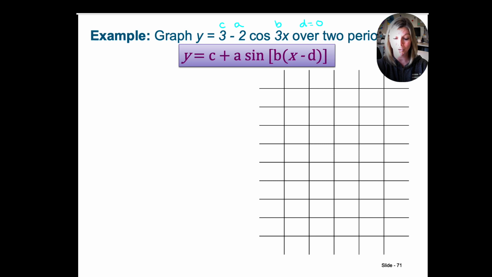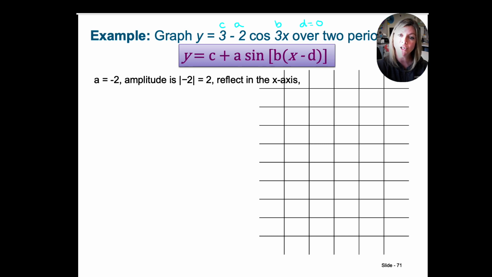All right, let's go through these one at a time. A is -2, that means our amplitude is the absolute value of that, which is 2. The negative means that our graph is going to be reflected in the x-axis. B is 3, so our period is going to change from the original 2 pi to 2 pi over 3.